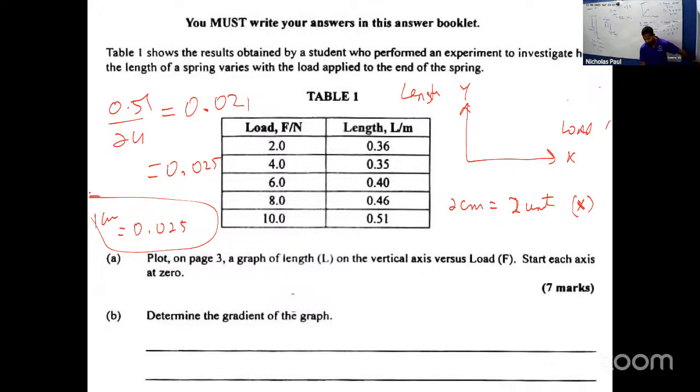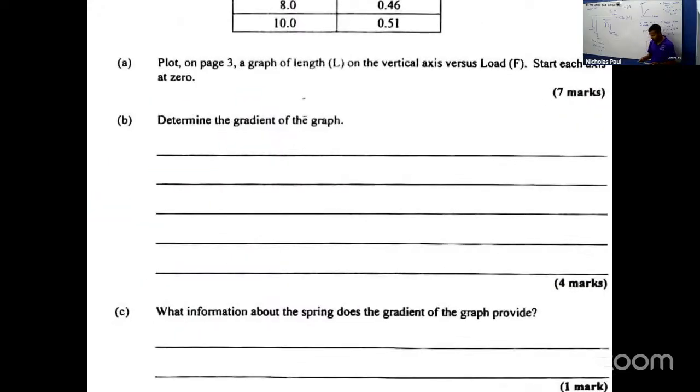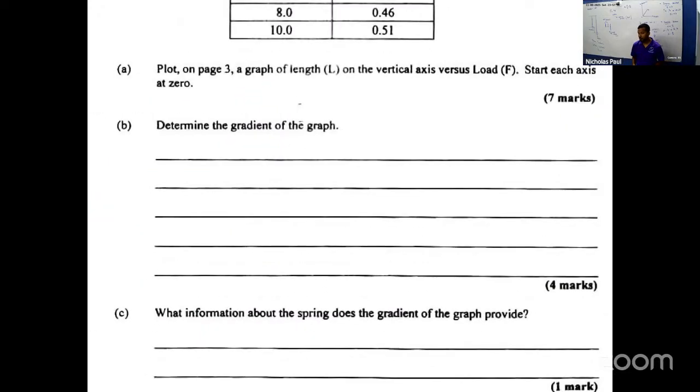Right, time up. What did we get for the gradient? 0.03 around there, most people got that. Remember, do not leave out the unit. Your gradient is 0.03 around there, Newton meter. Correct?